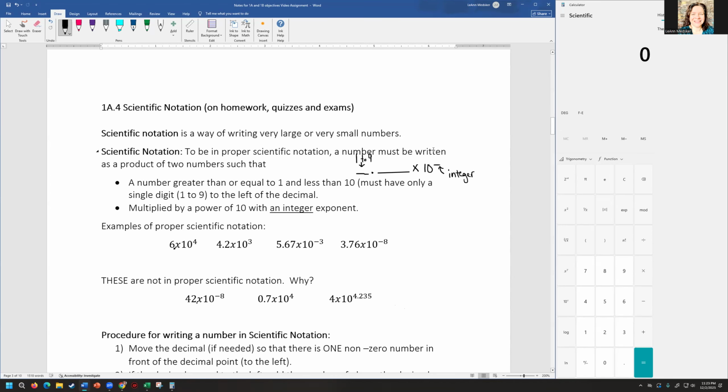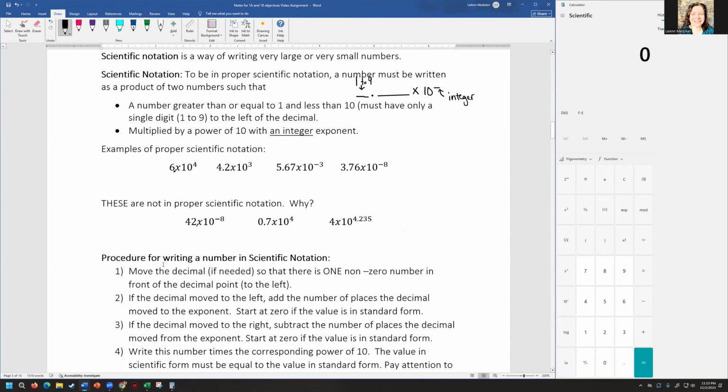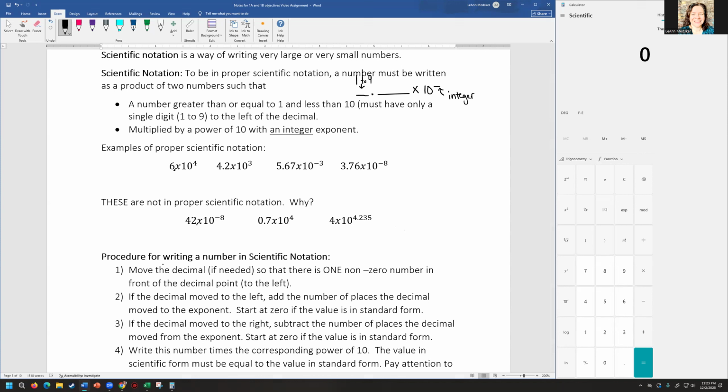Now, these next 3 are not proper scientific notation, which means this is not how we leave our final answer. Again, when you have a whole number, you write in the decimal point at the end of the whole number. And notice this is 2 digits in front of the decimal. That's why this one doesn't work. The integer exponent part was fine, but the digits up front, we have 2 of them. So we have 2 digits in front of our decimal. That's why it's not.